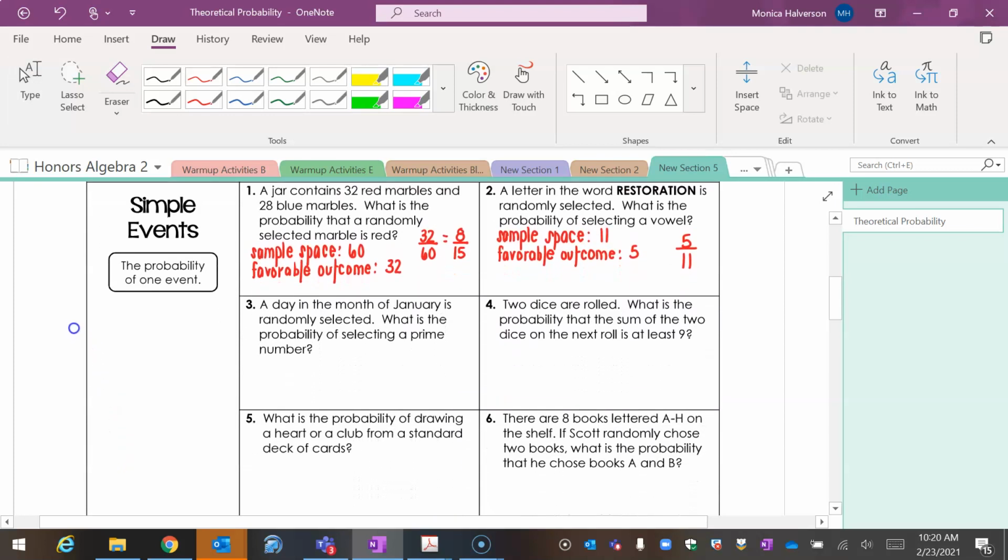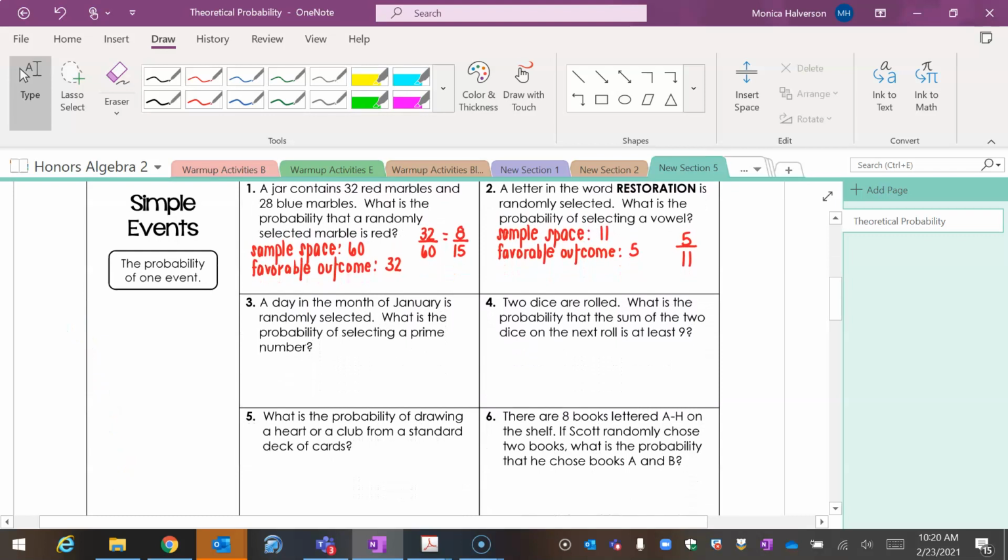All right, let's look at number 3 together. A day in the month of January is randomly selected. What is the probability of selecting a prime number? Now, very important, we need to make sure that we remember what the definition of prime is. And prime is a number in which the only factors are 1 and itself. So we need to think about this.